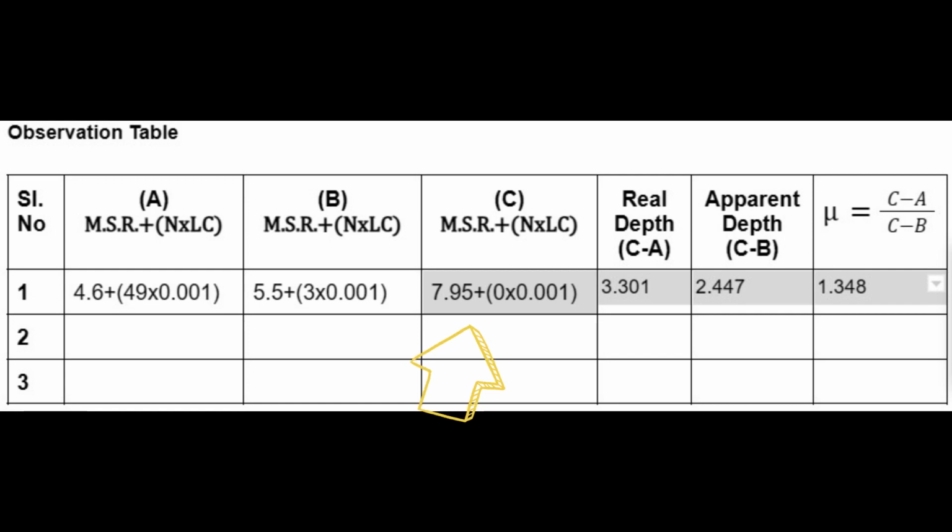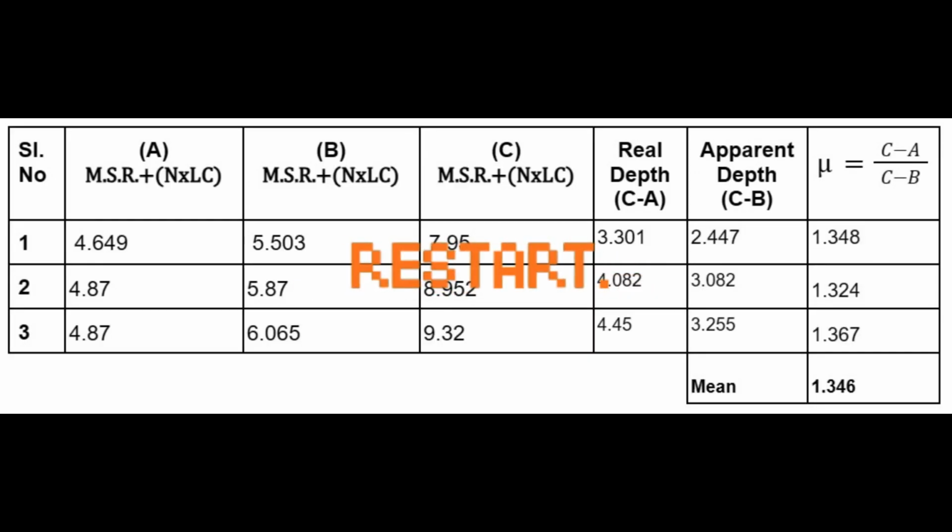After this, we start calculating. The formula to find the real depth is C minus A, and the apparent depth is C minus B. Then we can find the refractive index of water using the formula real depth divided by apparent depth, that is C minus A divided by C minus B. Here we got 1.4348. Then we should remember to repeat the same experiment two more times to get more exact values.